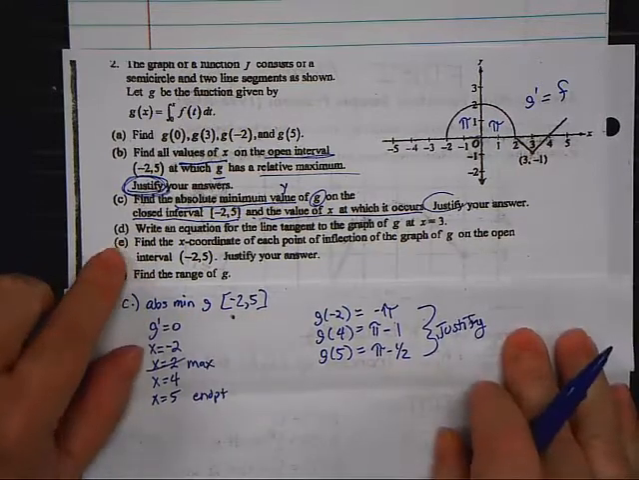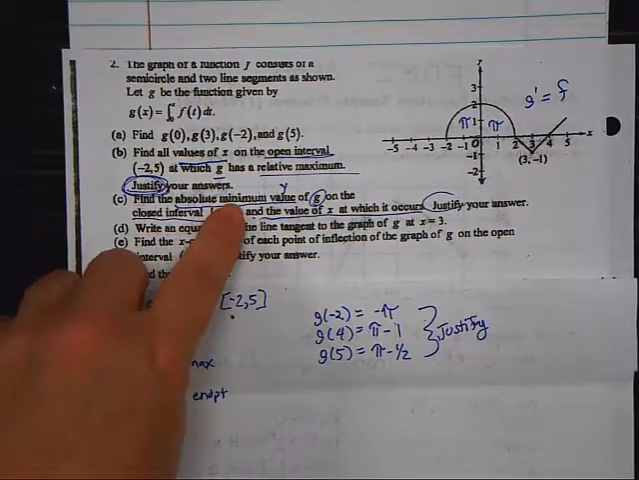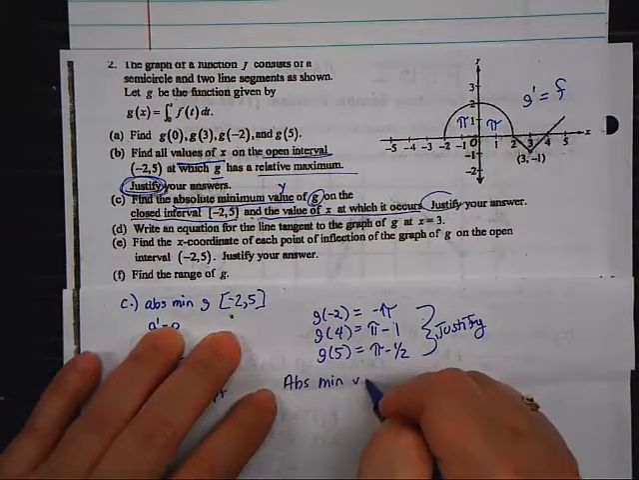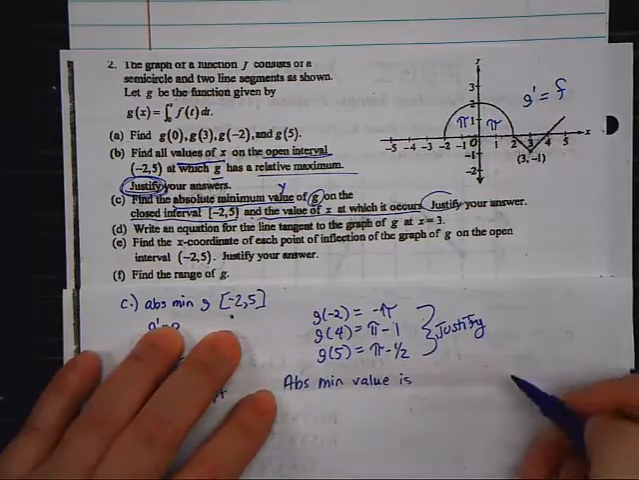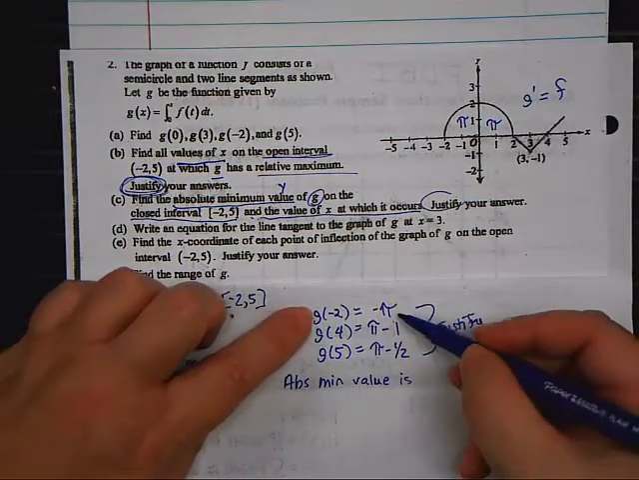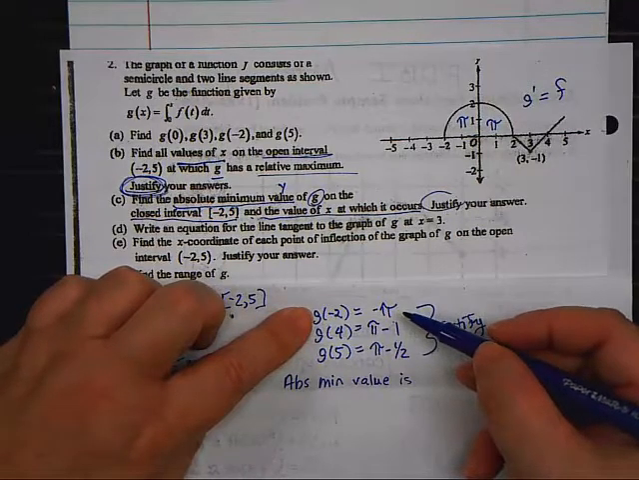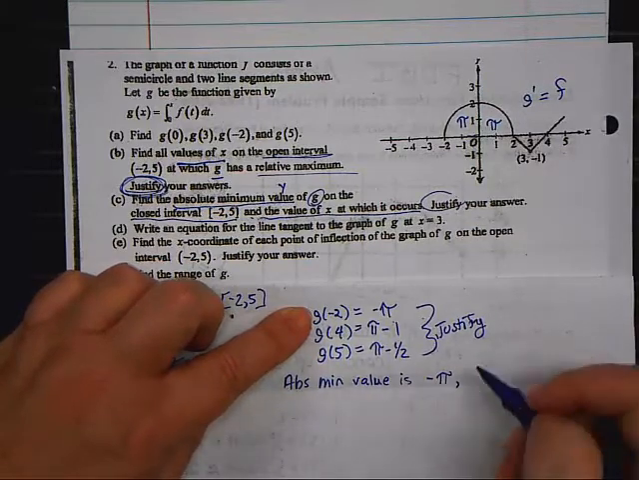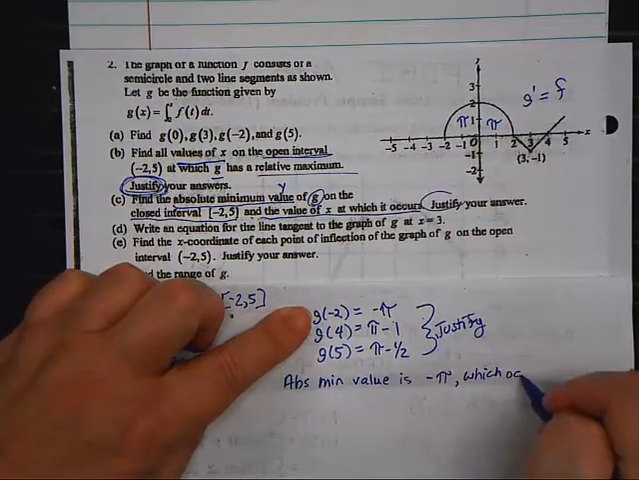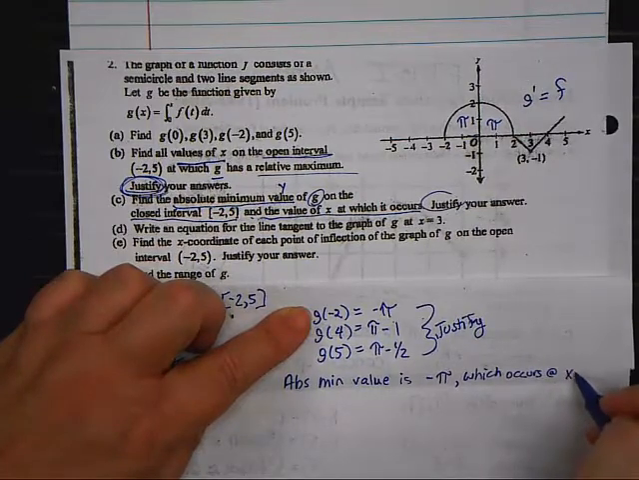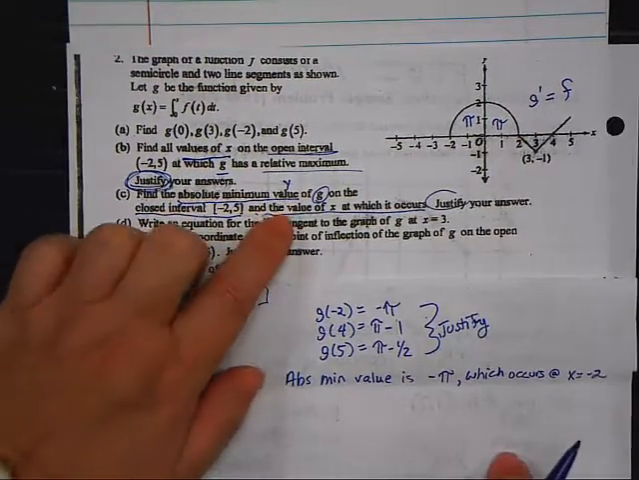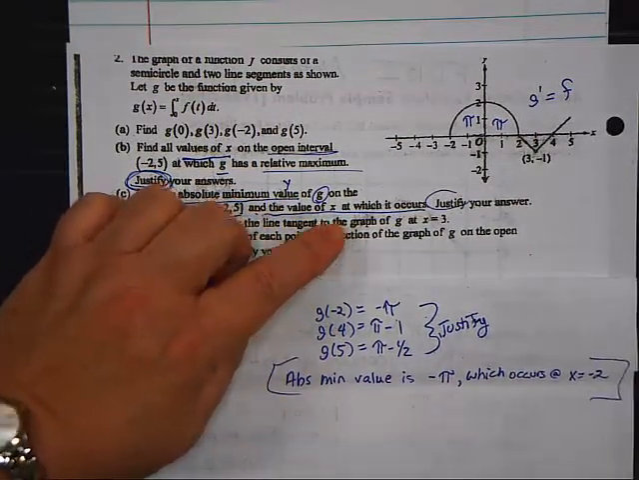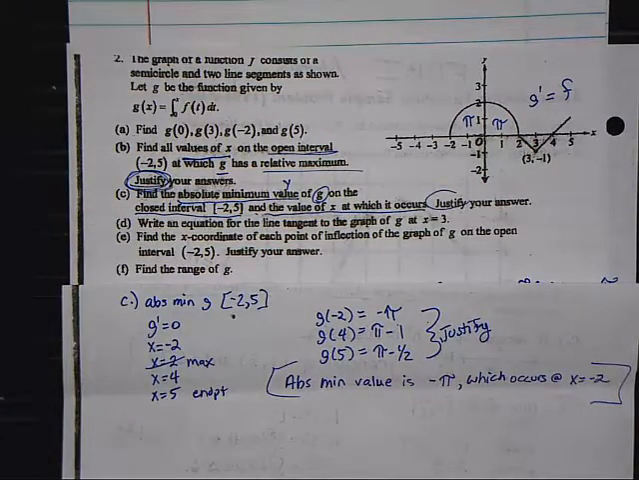Okay? But now we need to address the question in the way it was written. The absolute minimum value is which one? -2 or -pi? -pi, because it's the y, comma, which occurs at x equals -2, because it said find the absolute minimum value, that's the pi, and the value of x at which it occurs. Done. Bless you.